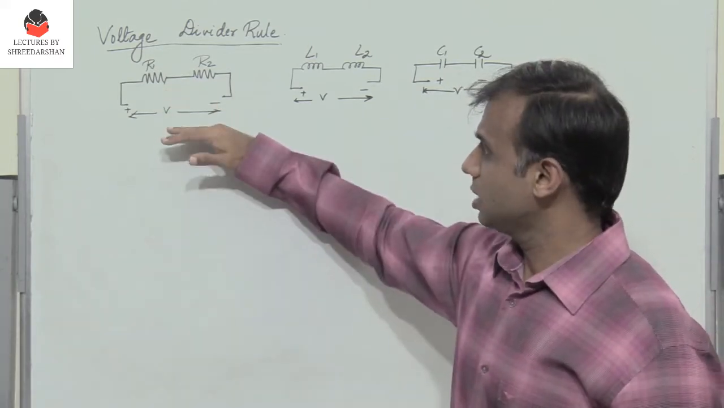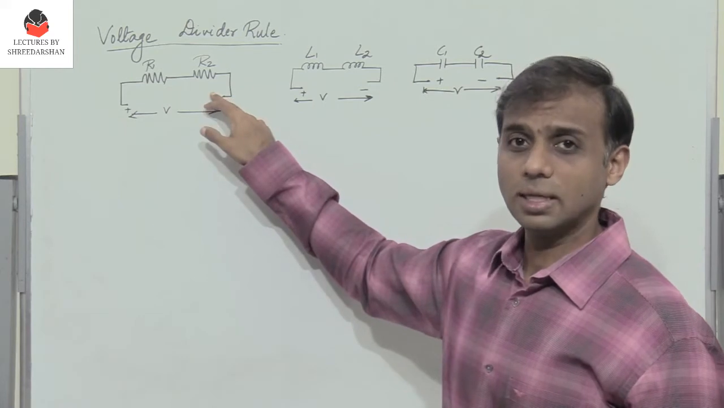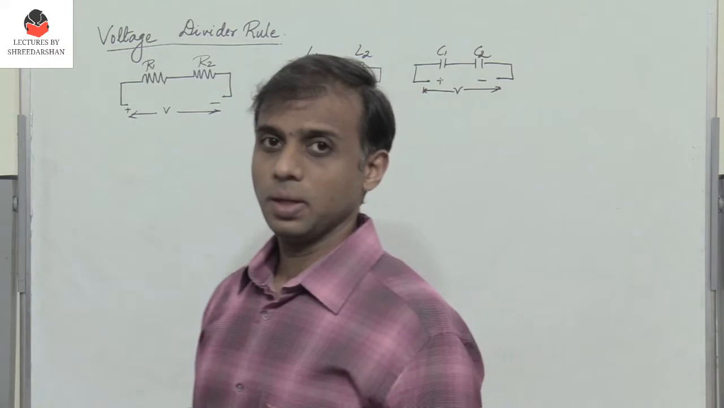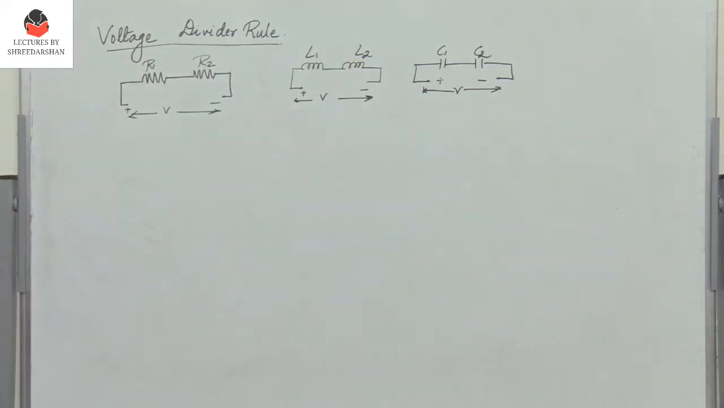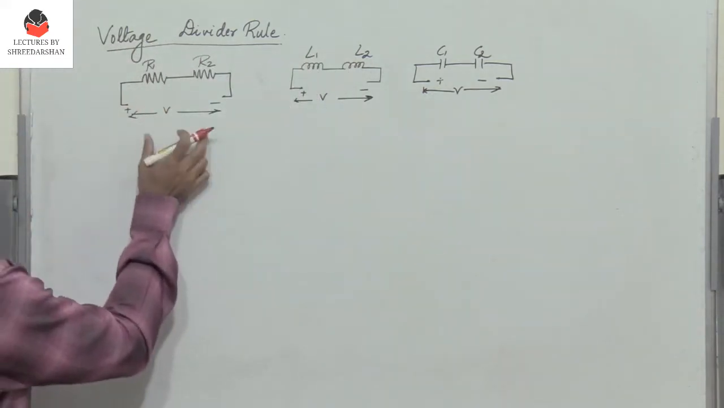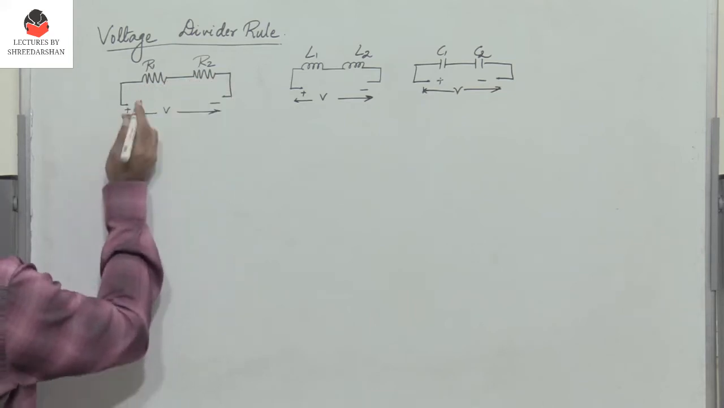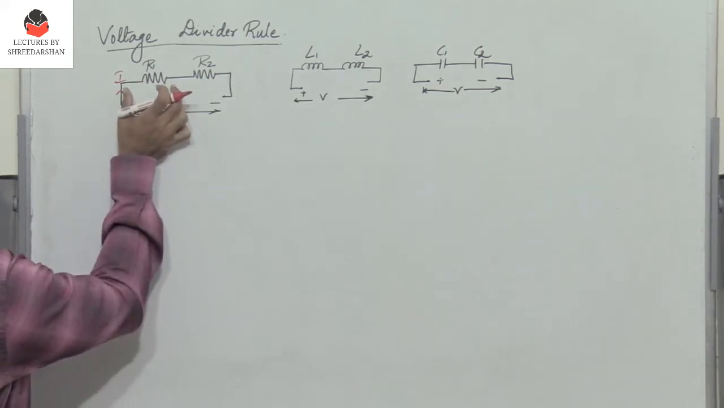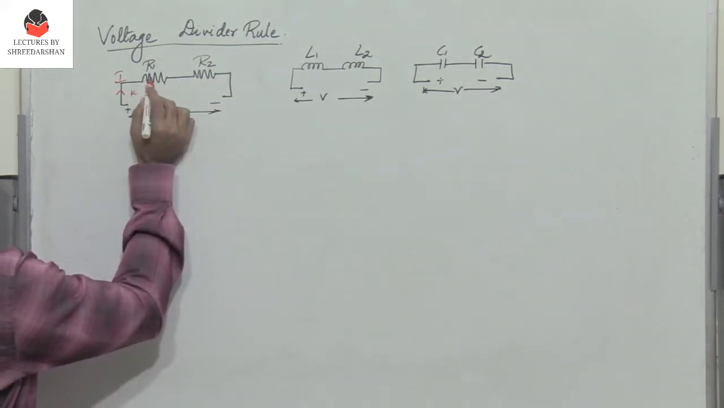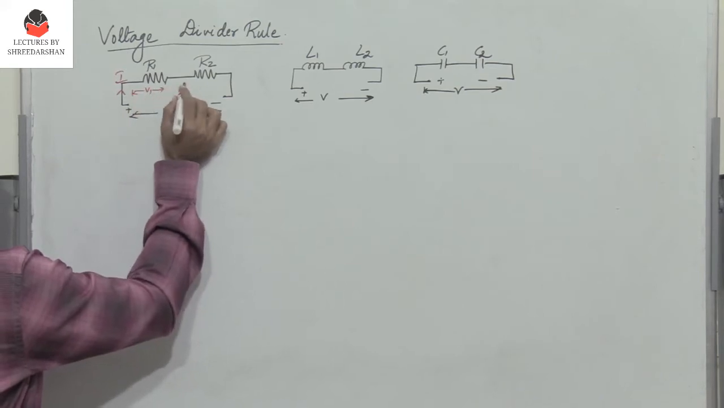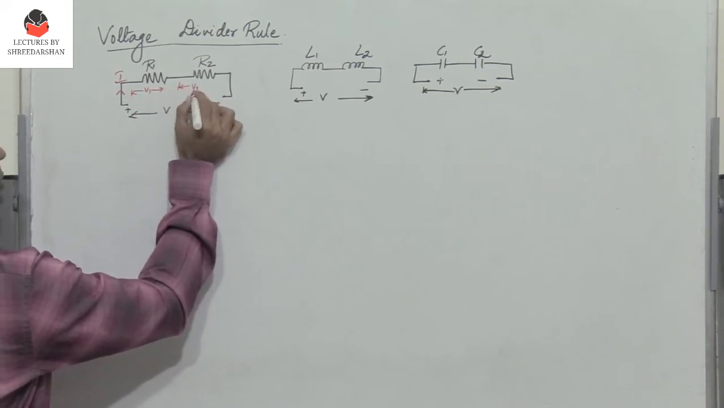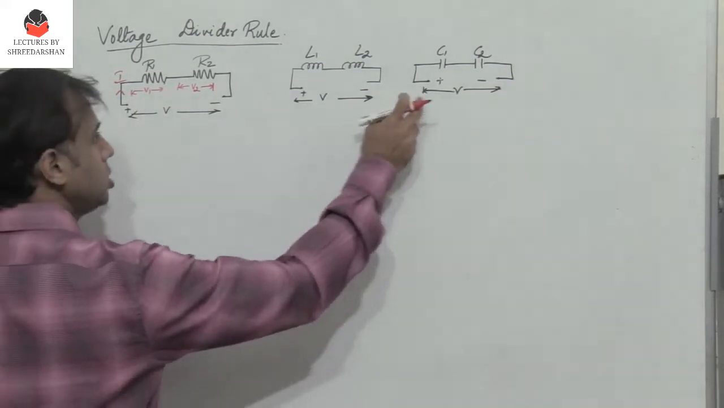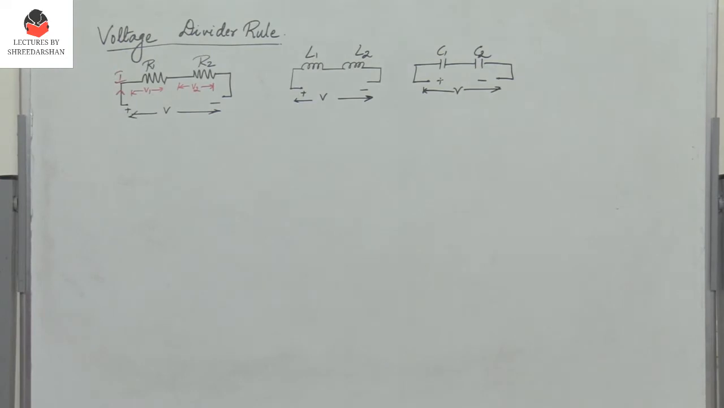Here I have considered an example where two resistors are connected in series, or two inductors or two capacitors are connected in series. When elements are connected in series, the current flowing through them is the same. If I consider two resistors connected in series, the current flowing through R1 and R2 is the same, but the voltage drop is different. Let the voltage across R1 be V1 and the voltage across R2 be V2. We need to find V1 and V2. Similarly, in these two cases, I need to find V1 and V2.